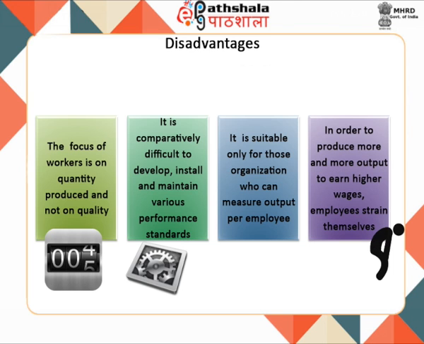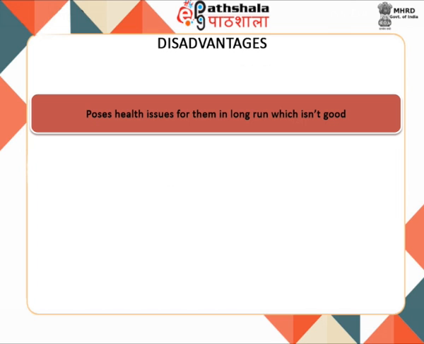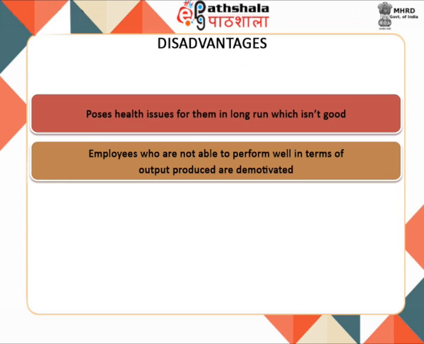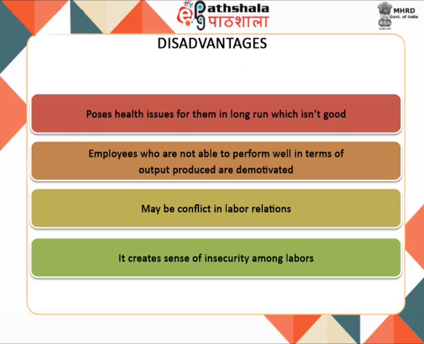D. In order to produce more and more output to earn higher wages, employees strain themselves. E. As employees strain themselves, they exert themselves, which poses health issues for them in the long run, which is not good. F. Employees who are not able to perform well in terms of output produced are demotivated. G. Because of differences in income level earned, because of disparity in salary structure, there may be conflict in labor relations. H. The labor union is against this method as it creates a sense of insecurity among them.